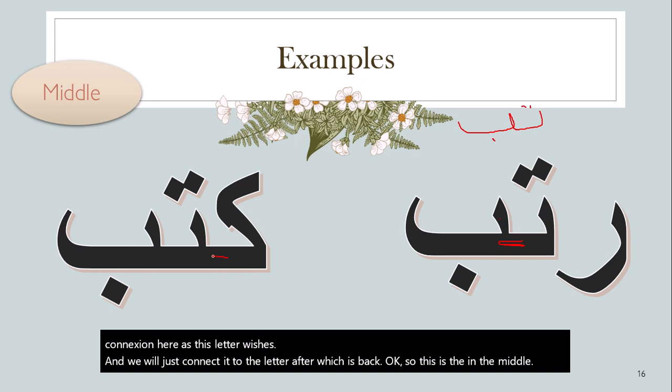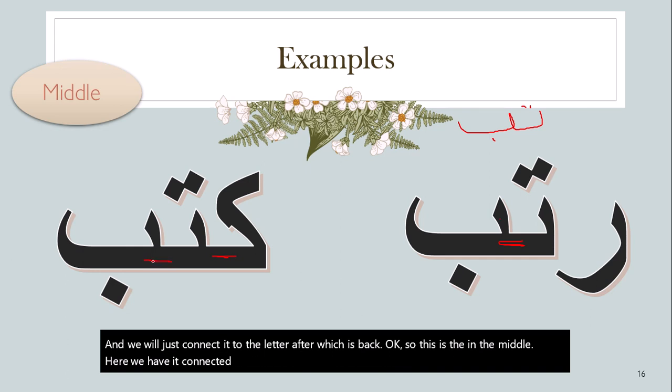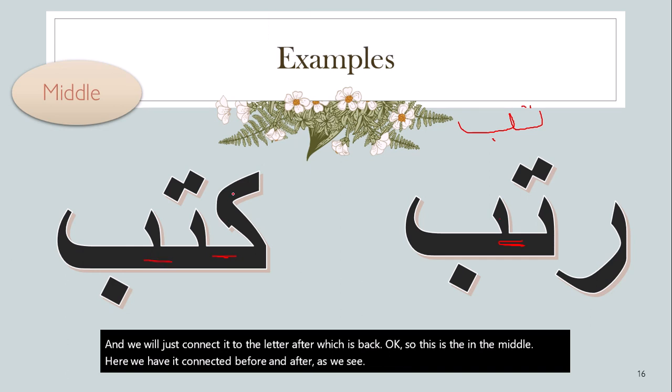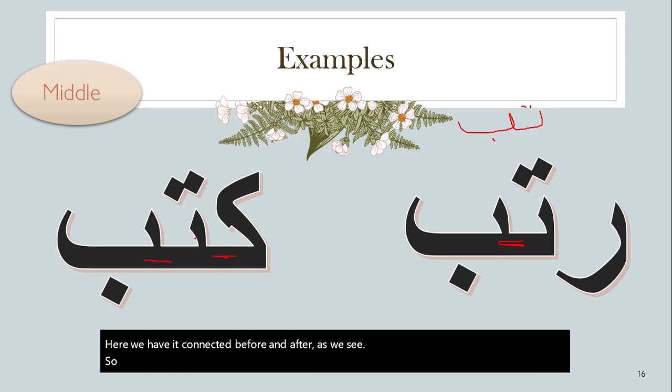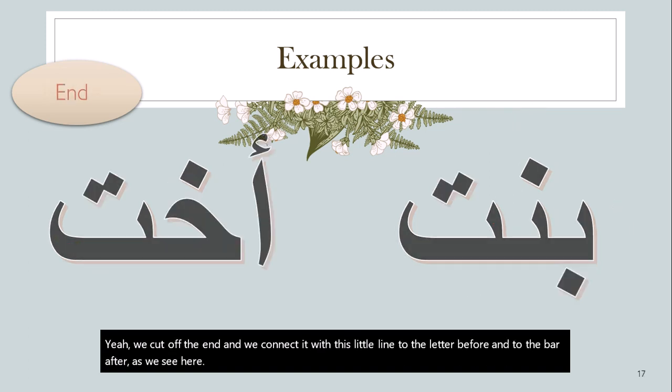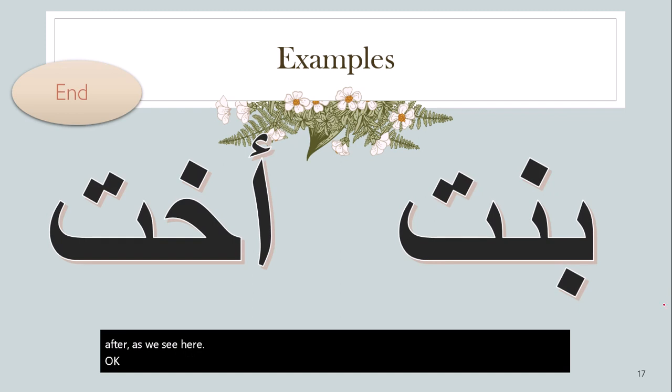Here we have it connected before and after, as we see. We cut off the end and we connect it with this little line to the letter before and to the ba after, as we see here. Okay, towards the end.